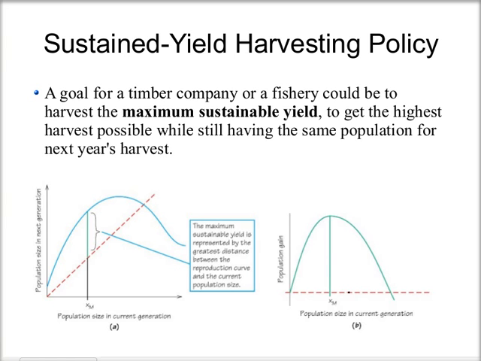And that's easiest to see over here on the natural increase graph. So that's just going to be where the peak of this graph is here, and that point is labeled xm. You can also see it over here on the reproduction curve graph. It's the distance between the reproduction curve and the line y equals x, and it's where this line is the longest.